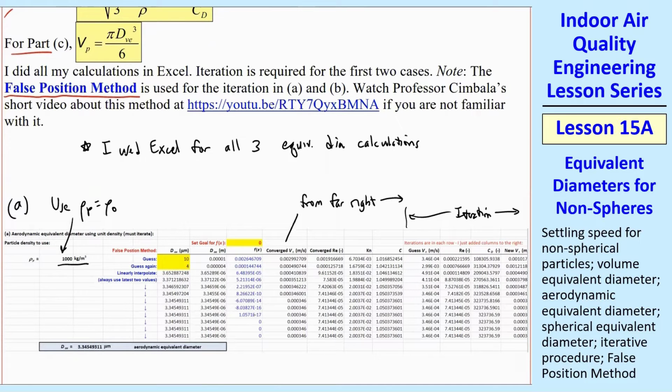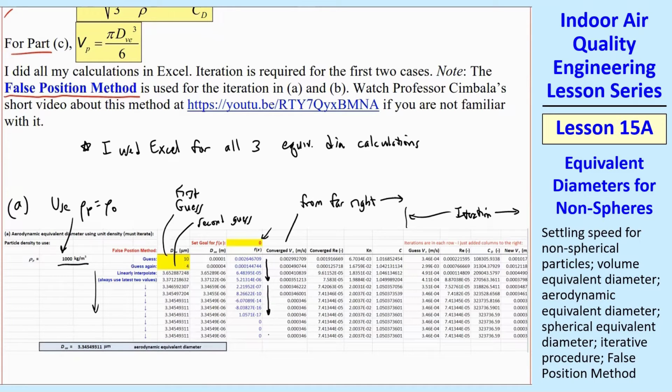So in this case, I'm guessing some aerodynamic equivalent diameter. This is my first guess. And then I also have a second guess. These can be anything reasonable. And the way this method works is from there on, I'm linearly interpolating between the two previous values. And you can see how quickly it converges. The way I have the equation set up, like I explained in that video, the goal is to get this f of x to be 0. And it starts out 0.0026, then it quickly gets smaller and smaller. It's 10 to the negative 6 by the fourth line there. And it very quickly goes to 0.